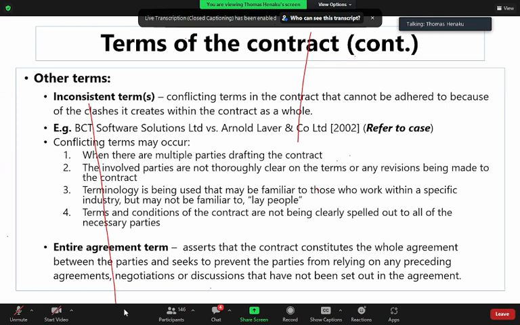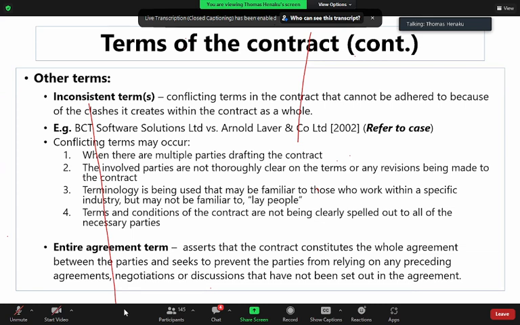All right. So they may introduce some jargons and clauses that actually may get them to dodge certain responsibilities, and this may not be actually apparent to the other party because he's a layperson to the contract. And when the terms and conditions of the contract are not being clearly spelled out to all of the necessary parties, that can also actually create such a problem.